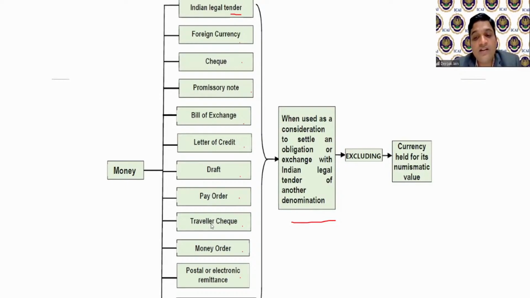What is the difference between check and traveler's check? A check is when you give it to another party. A traveler's check is something you can use when you're on a trip outside India, and you can exchange it for the local currency or the foreign currency of that country.